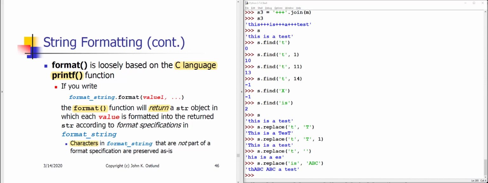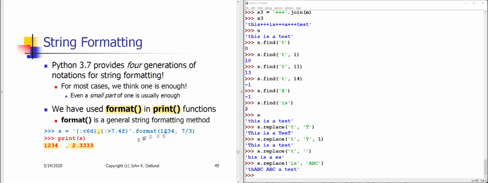Any characters that are not part of a format code, by which I mean the curly brace, colon, blah, blah, blah, close curly brace, any characters that are outside of those notations are just preserved and passed through as is, such as this comma, which is just preserved and treated as a literal character and passed through as is in the output.